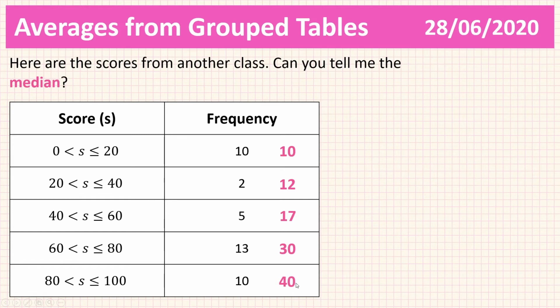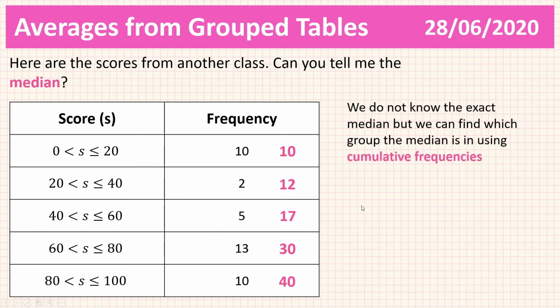With 40 people, the median person is going to be the 20th person. And the 20th person is in this group, 60 to 80. We won't know what the exact median is, but we can say that the median group is 60 to 80. And that's how we find the median. We use cumulative frequencies to find the group the median is in.